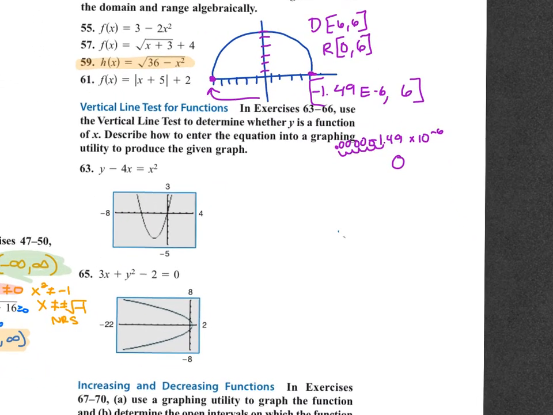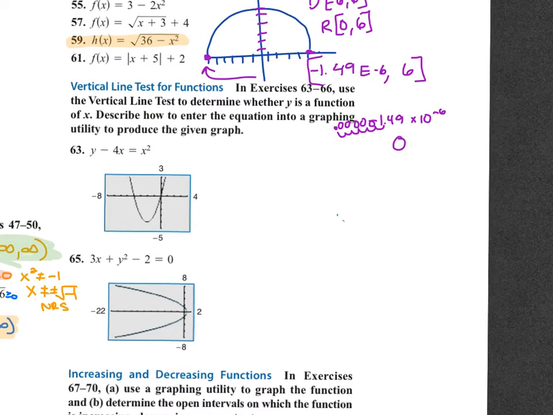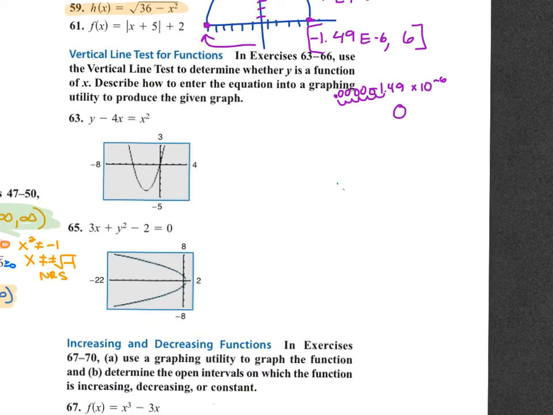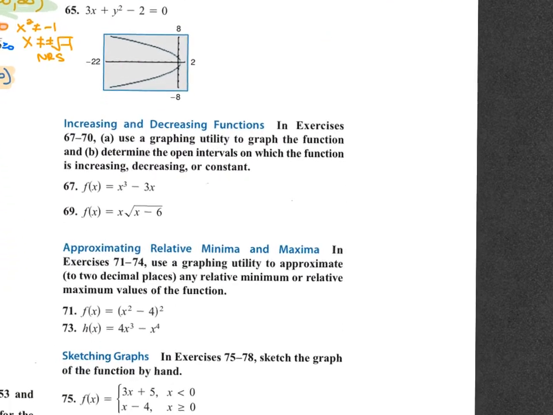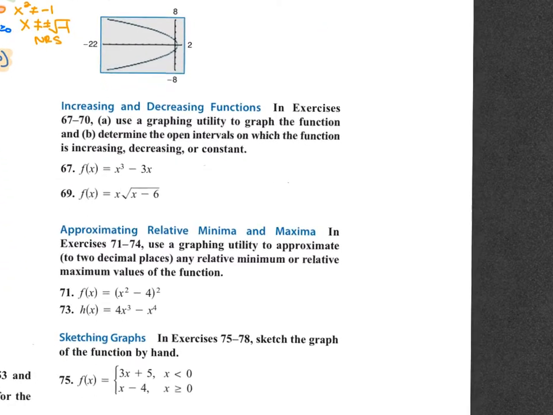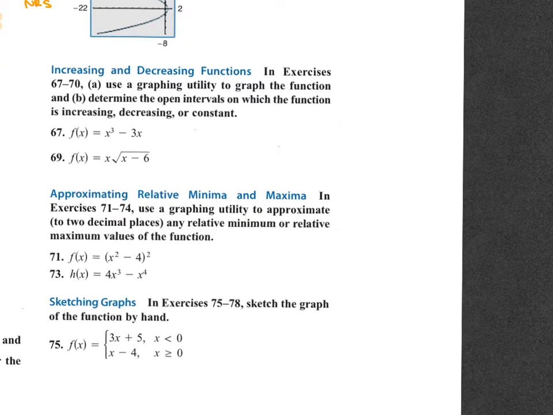Then we get to identifying a function from a graph. This is your vertical line test. If you can pass the vertical line through, and it hits it more than once, it fails. So both of those, 63 would be a function, 65 would not. This is use the graphing utility to do the interval notation on the increasing and decreasing. 71 to 73, use the graphing utility to do the max and the min.